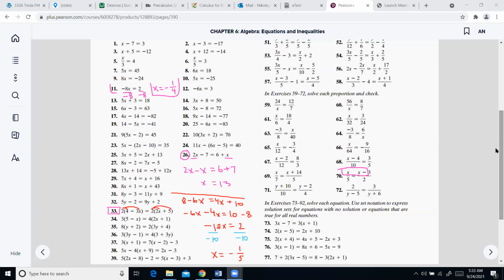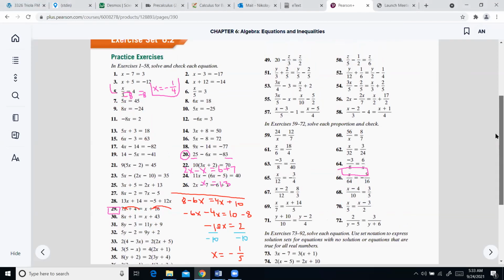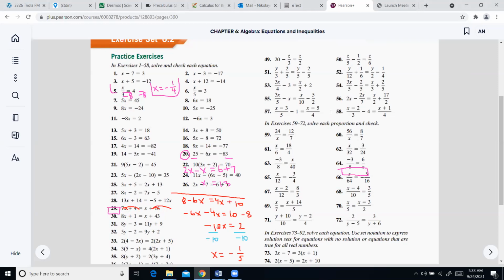Now, Alex, I'm looking at the other side of this page and I see equations that have denominators. Well, when I see denominators, what I do is I get rid of them. Let's say I try a problem like exercise number 52. Look at that. Problem 52 has lots of denominators, right? And that really bothers me because I don't like those denominators. I want to clear those denominators.